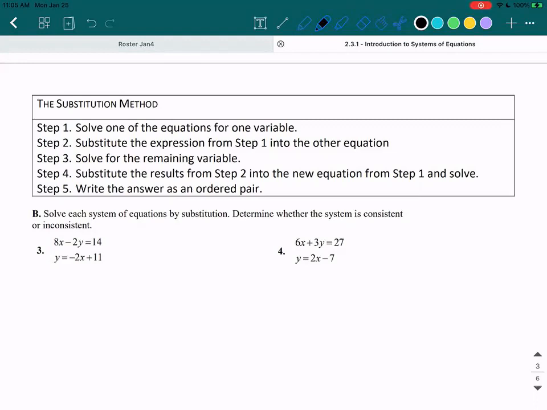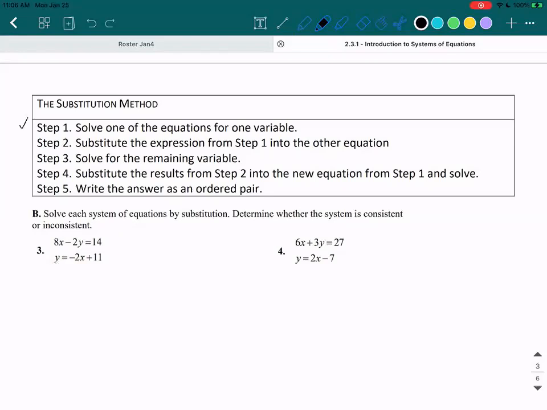Okay, so step 1, solve one of the equations for one variable. So that means check or make sure that either x is by itself or y is by itself. If it's not, solve it so that it is. In our case, we are lucky. Y is by itself. So step 1 is automatically done because that equation is already solved for y. Step 1 is done.